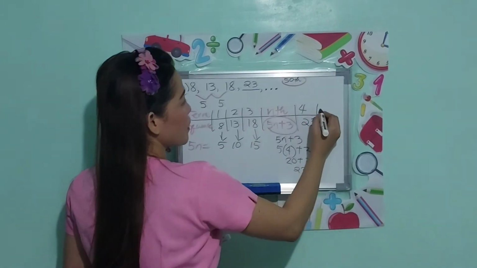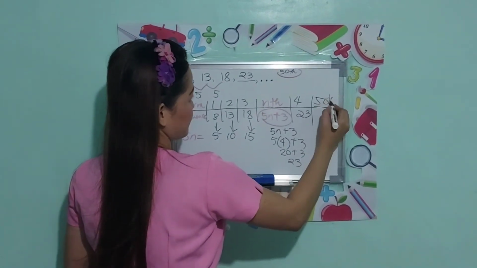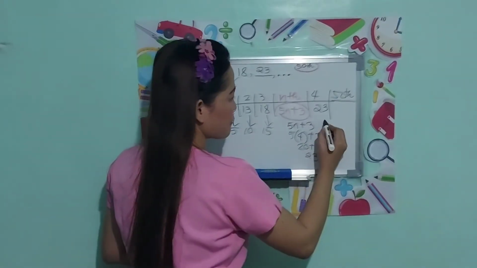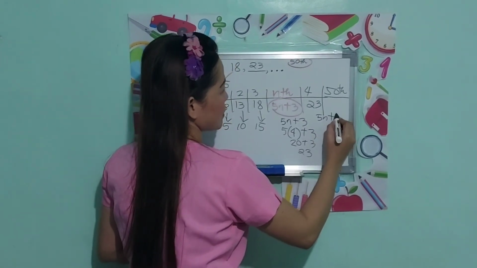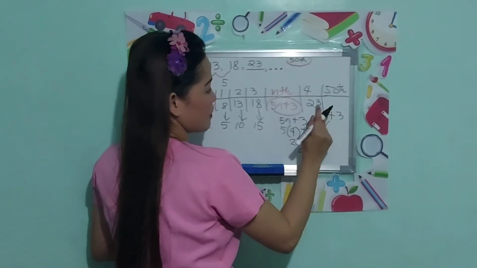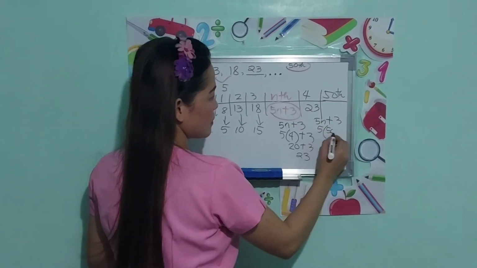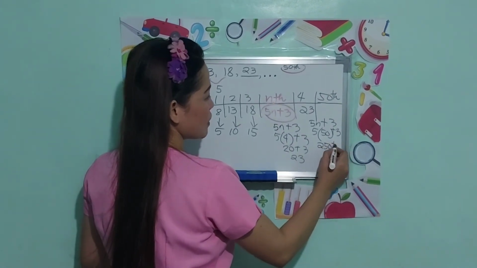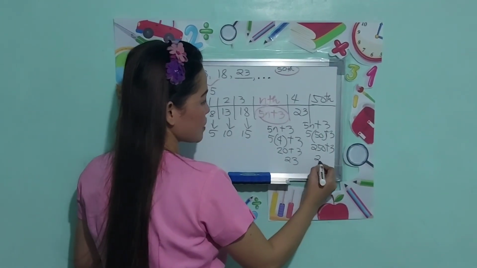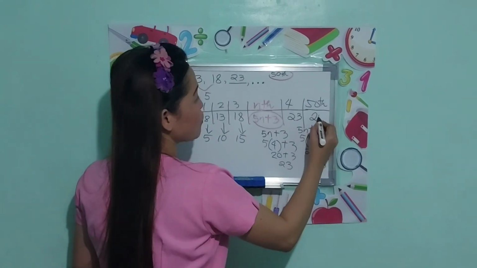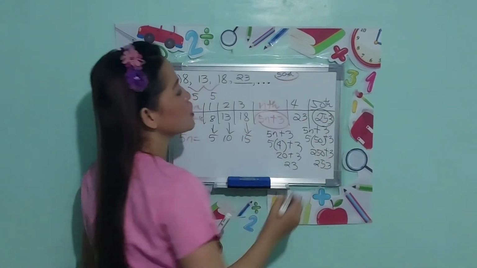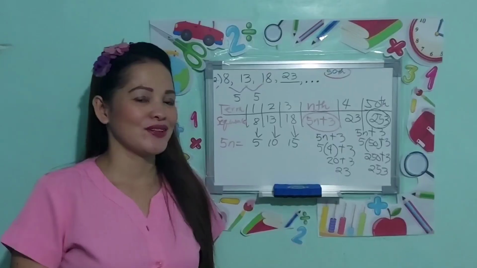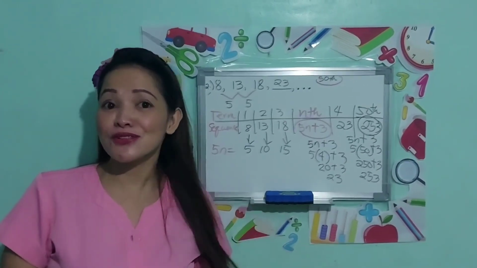Now, let us look for the 50th term. Again, we will just use our nth rule. So, we have 5n plus 3. So, we have 5. Substitute n by 50, plus 3. 5 times 50 equals 250 plus 3. So, 250 plus 3 equals 253. Therefore, the number we are looking for is 253, and that is our 50th term. So that's all. Now it's time for you to do it on your own.